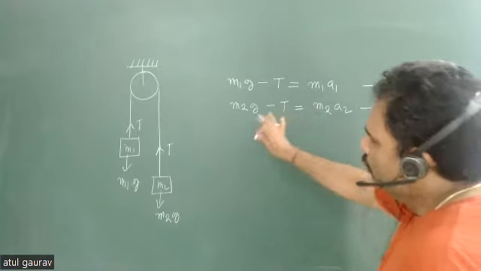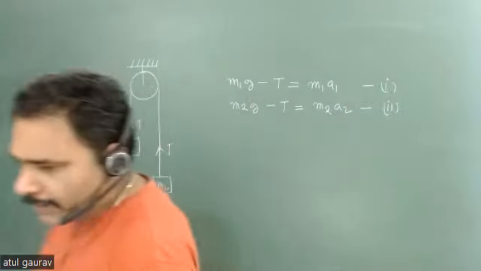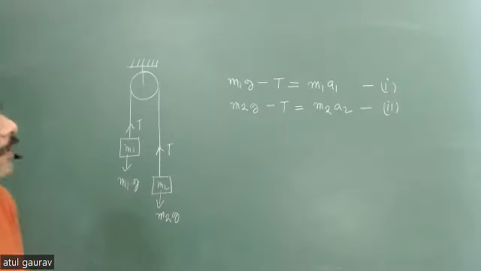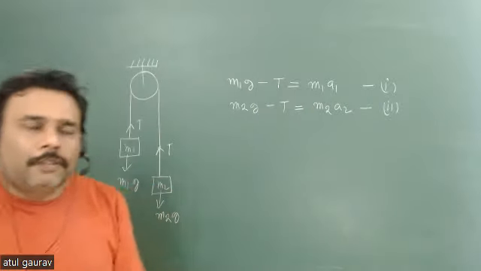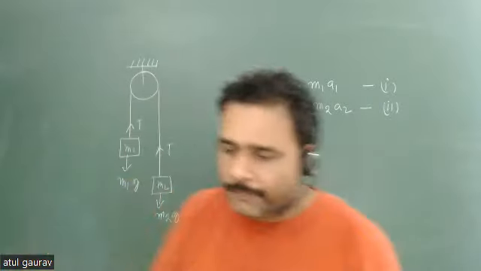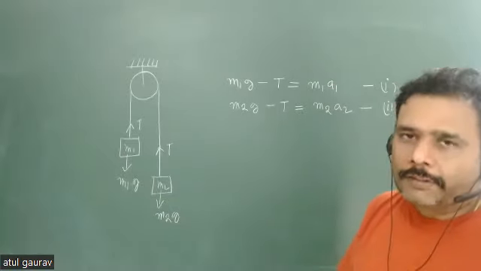Is that clear? Yes, sir. Okay. How many equations are there? Two. But how many unknowns are there? Three: T, A1, A2. So you need one more equation. I am just giving you an example of an equation of constraint. Why do you need an equation of constraint?